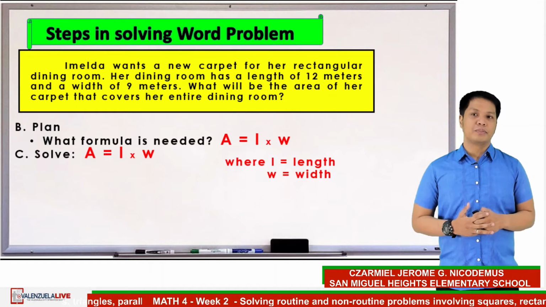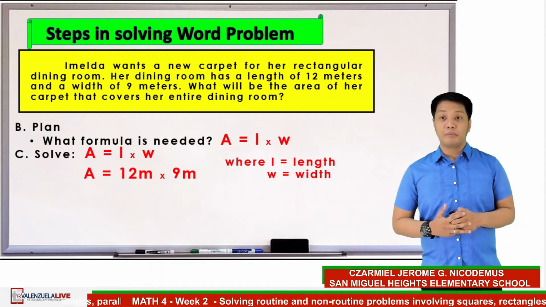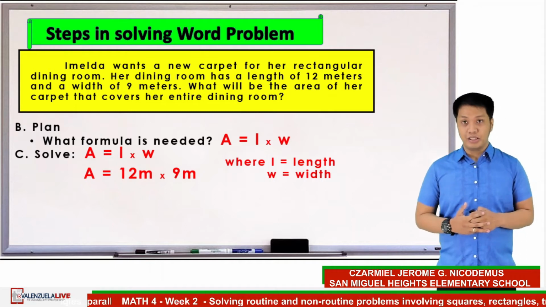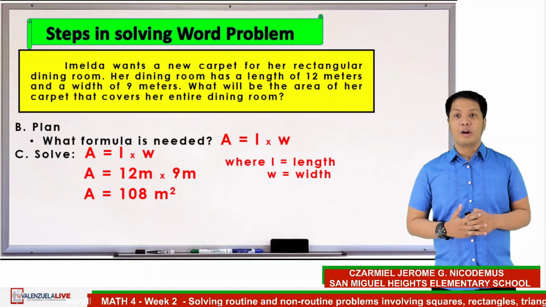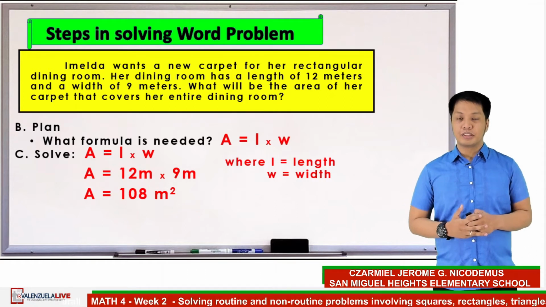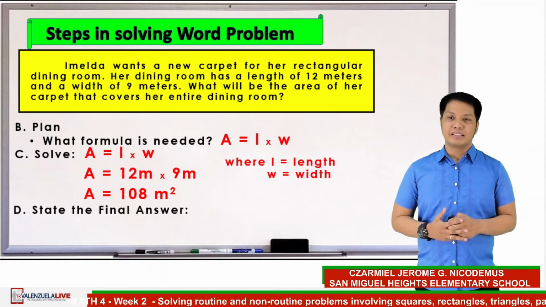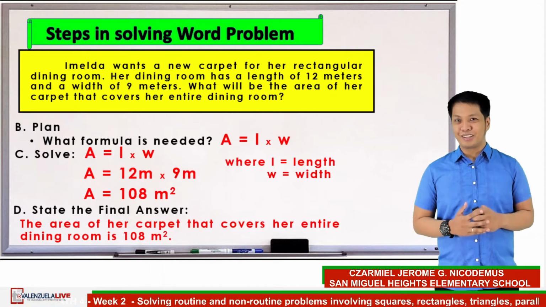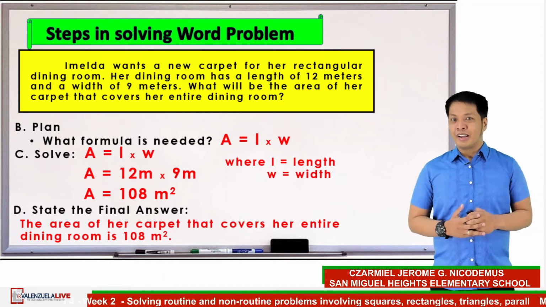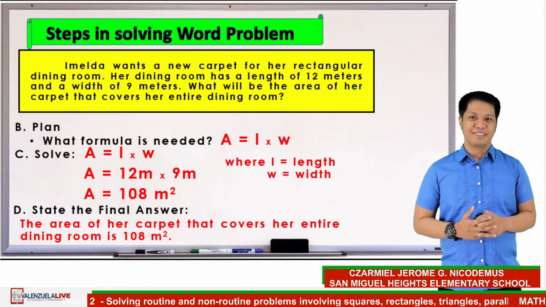So let's solve this problem for our next step. The length is 12 meters multiplied by its width, which is 9 meters. The area will be 108 meters squared or square meter. And state the final answer. The area of her carpet that covers her entire dining room is 108 meters squared.